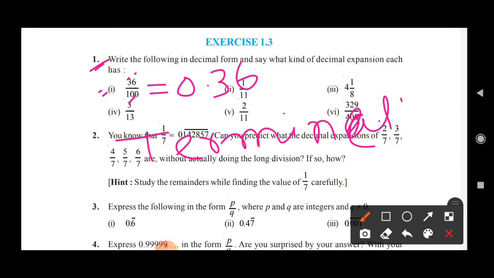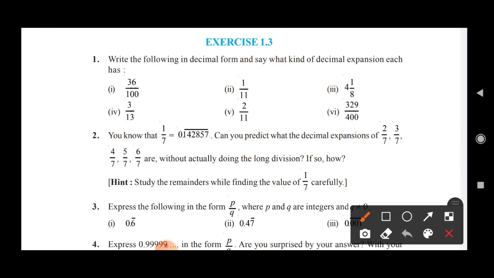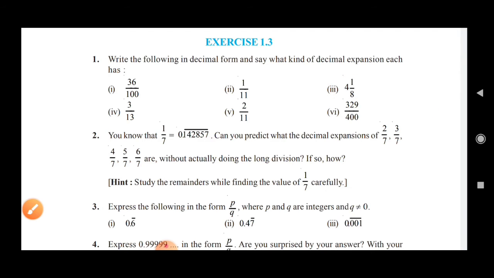It is terminating. So another example, suppose number 3, it is a mixed fraction. If you turn this 2 into a fraction, then you will get 33 by 8. In this case you have to divide 33 by 8, and let's see what the result is.